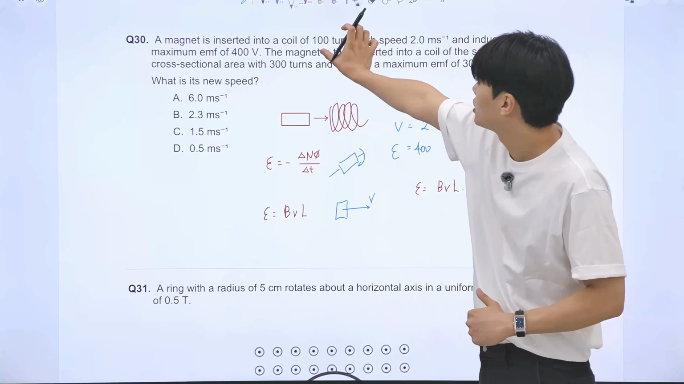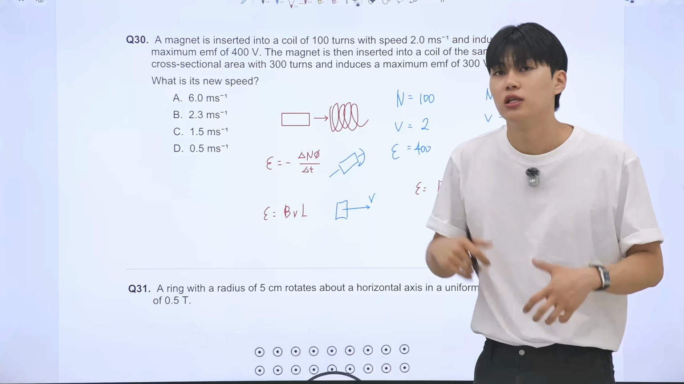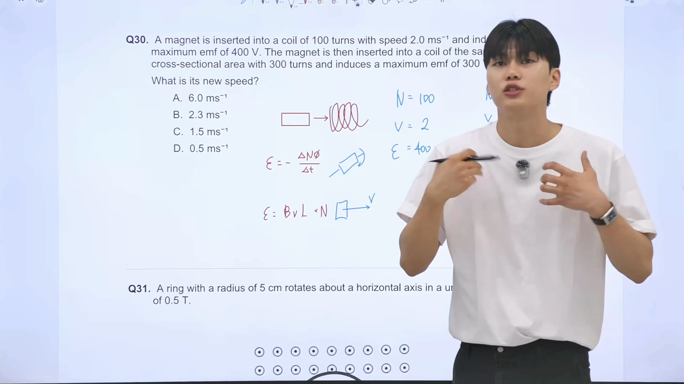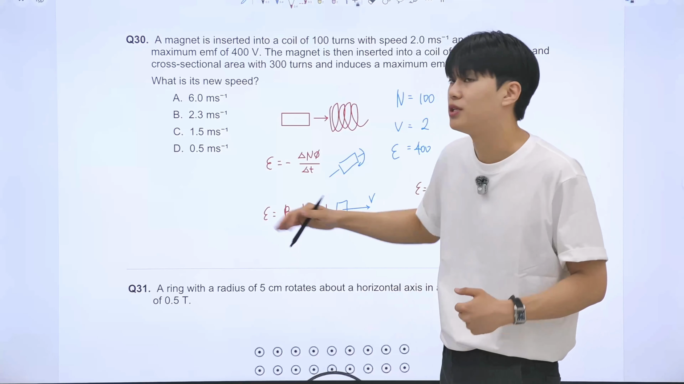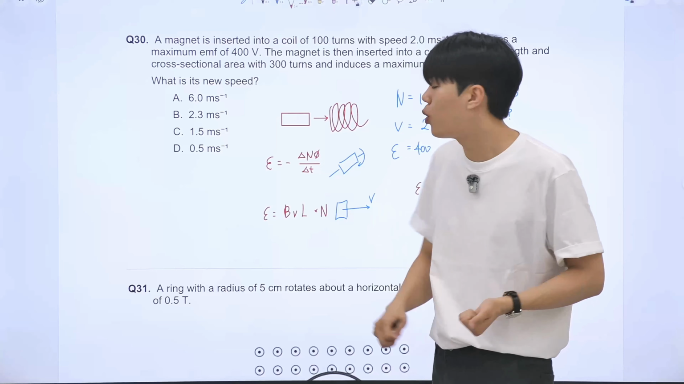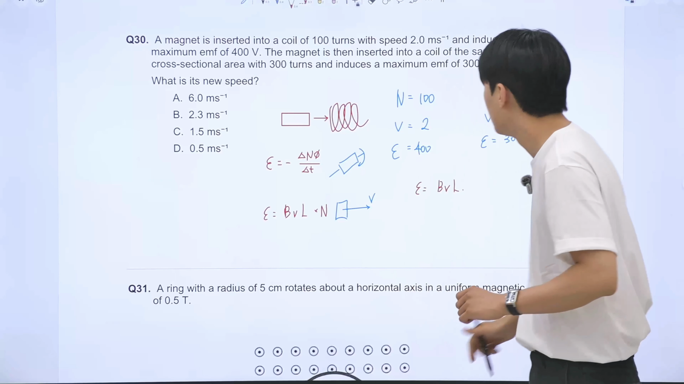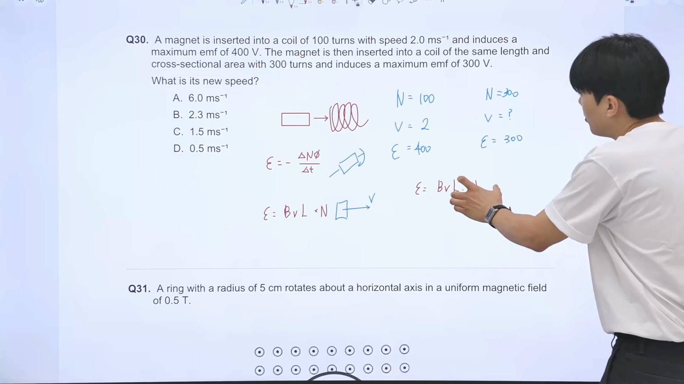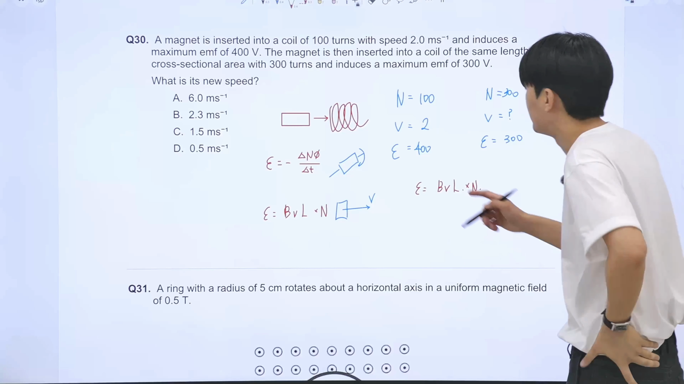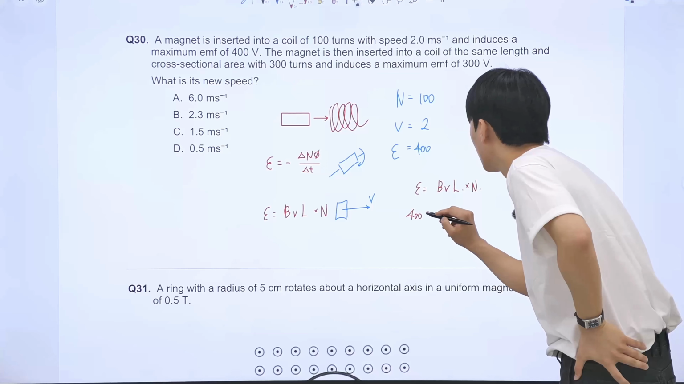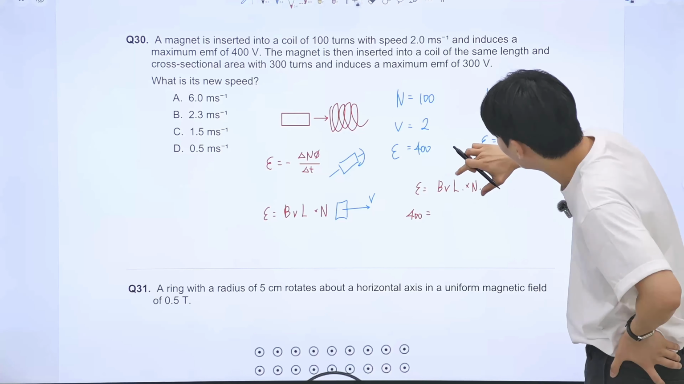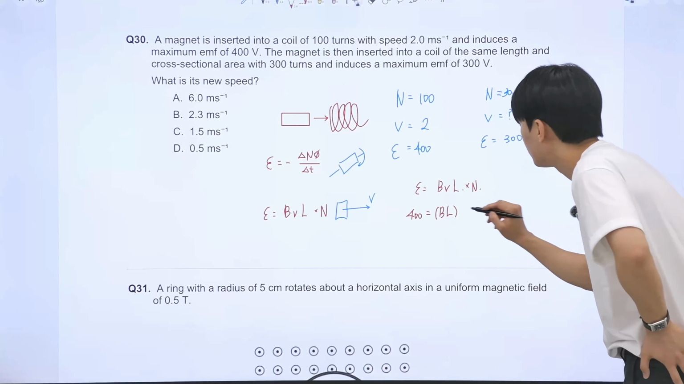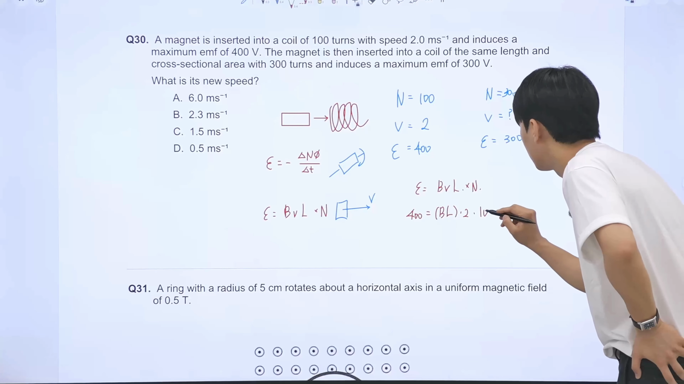For example, in that question, we have 100 turns and 300 turns, right? In that case, we actually have to multiply by the number of turns n here. So I always teach students that this equation is pretty easy, but when you have a number of turns, you always have to multiply by n, okay? So let's put in the numbers for the first one: 400 equals, we don't know B and we don't know L, so let's write BL, and v is 2, and the number of turns is 100, right?